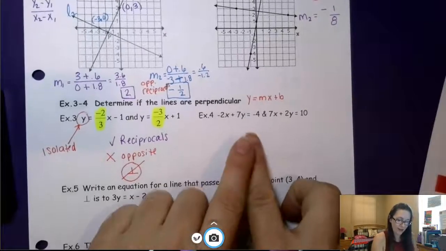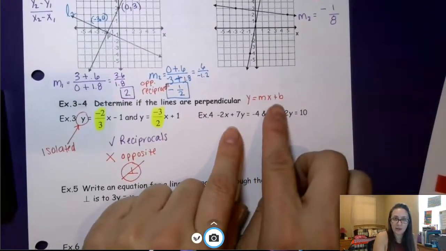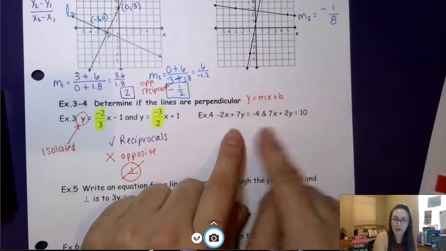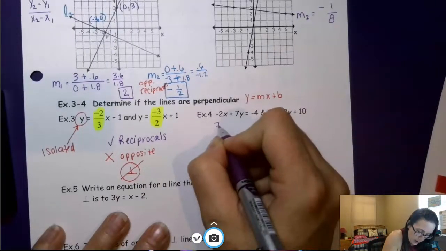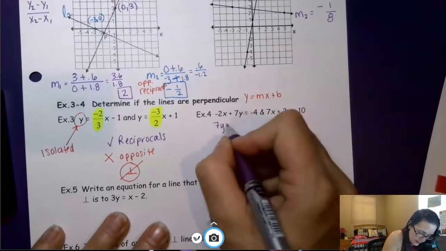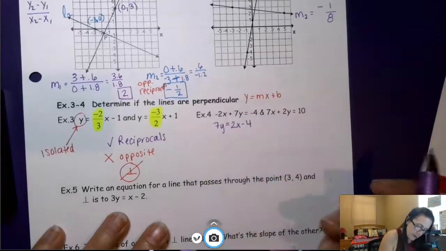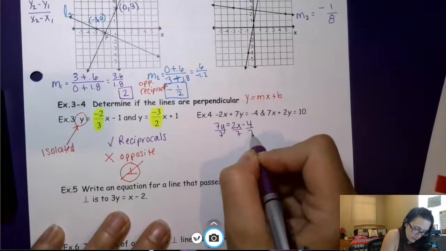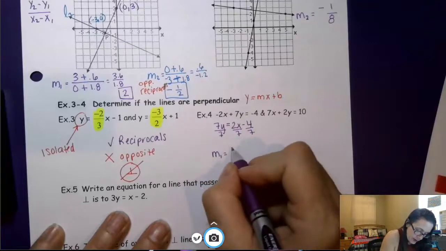Okay, so over here, these y's are not isolated. This is not in slope-intercept form. So I either need to calculate the slope somehow or put them in slope-intercept form to see. I'm going to solve for y here. It's 7y. Add the 2x over. I have to divide by 7. So I can see over here that the slope of this first line is going to be 2/7.